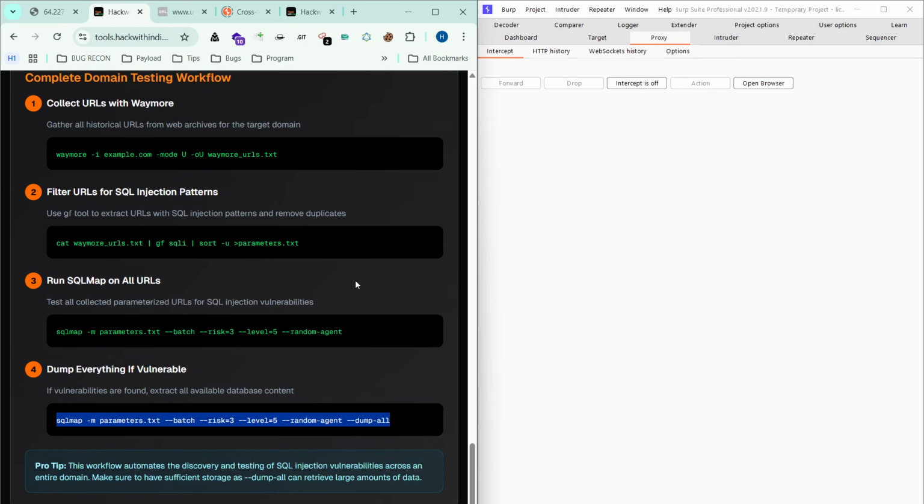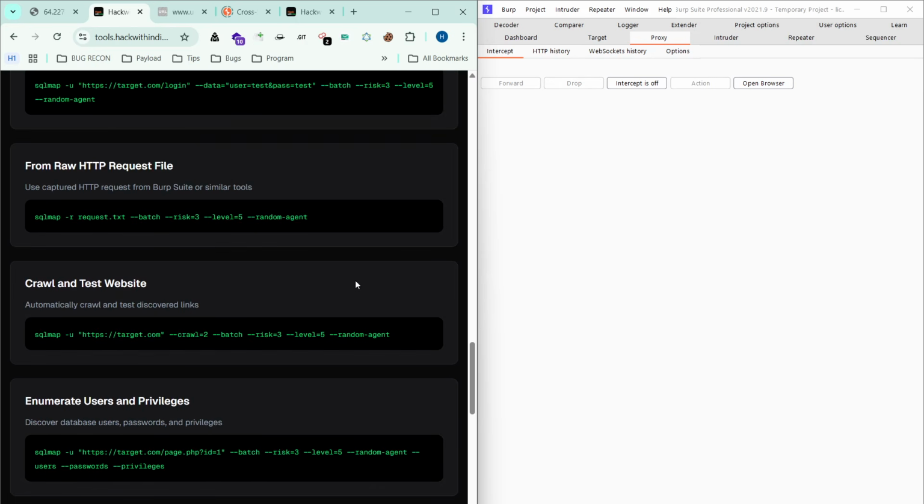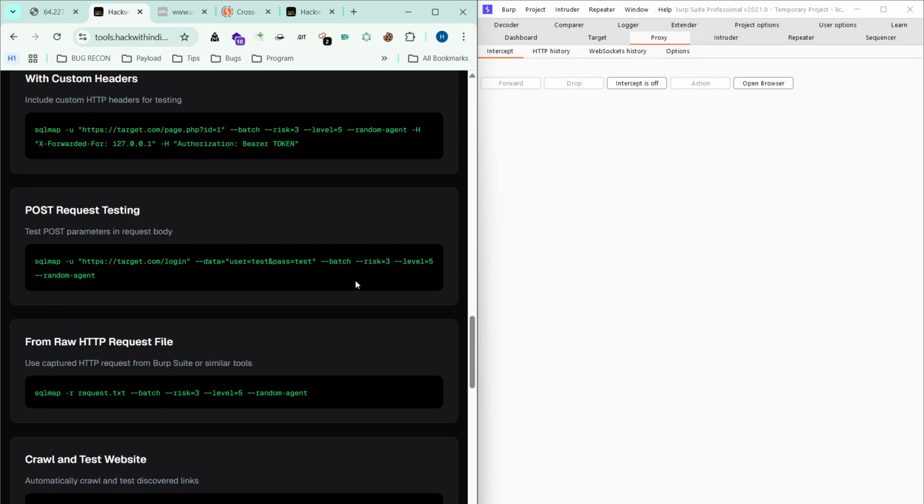Again, this is something for ethical hacking, not to be tested on non-authorized endpoints, websites or anything.